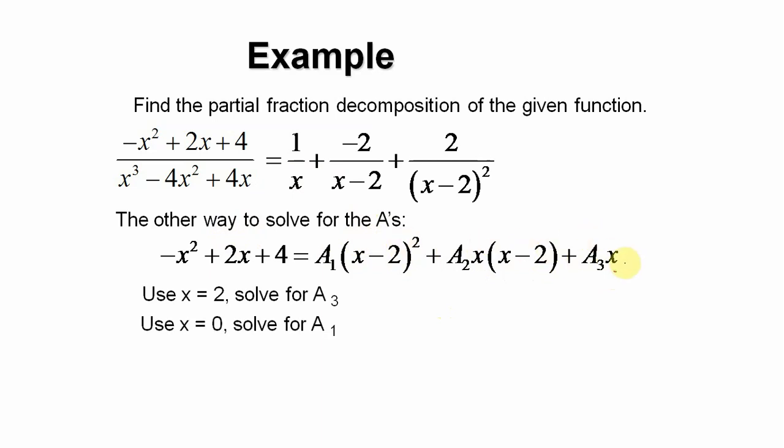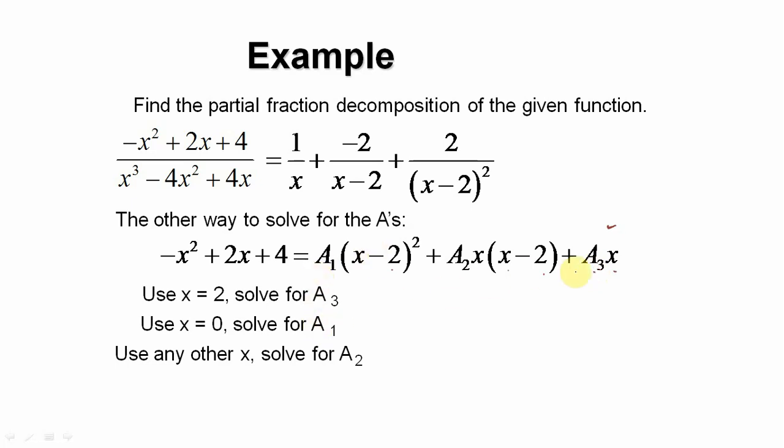Then I'll put x is equal to 0, and once I have obtained a3, I'll solve for a1 and use any other value of x, and you can solve for a2. Remember, let me repeat once again. When you put x is equal to 2, this becomes 0, this becomes 0, you are only left with a3. You can solve for a3.